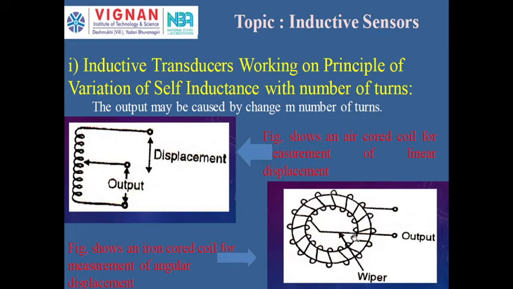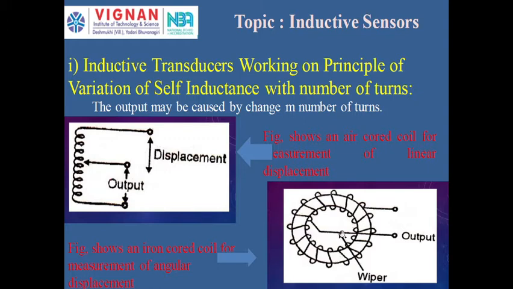And here I have another type of arrangement, which is of circular shape, having some iron as a core. So here also by changing the number of turns, we can change the inductance of the coil. So like that we are able to measure the displacement of a quantity by using these two transducers. This can be used for measurement of linear as well as angular displacement.